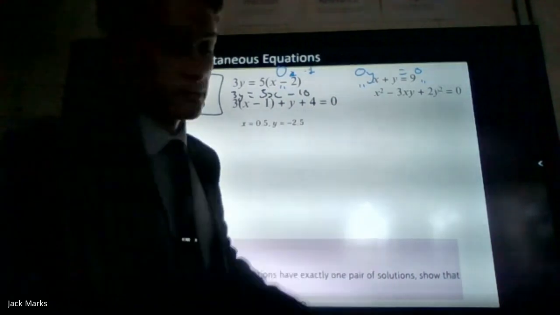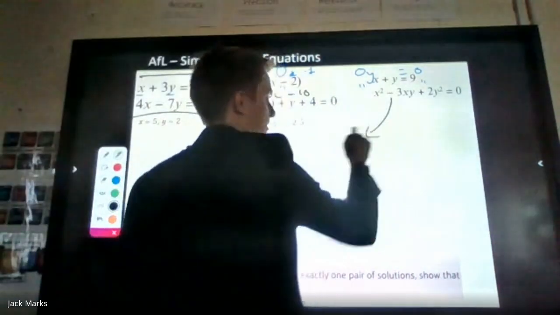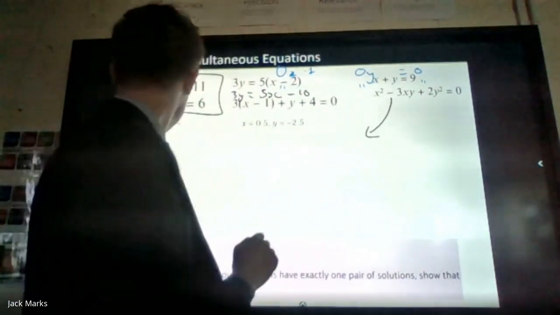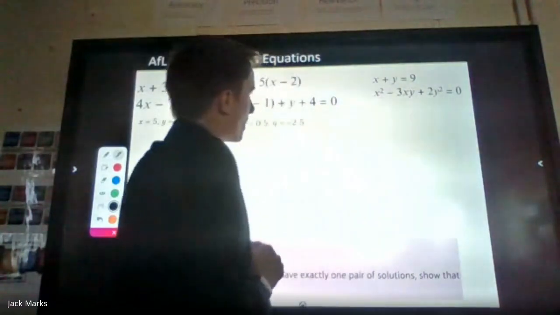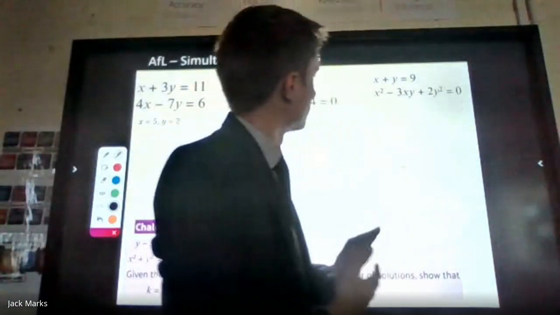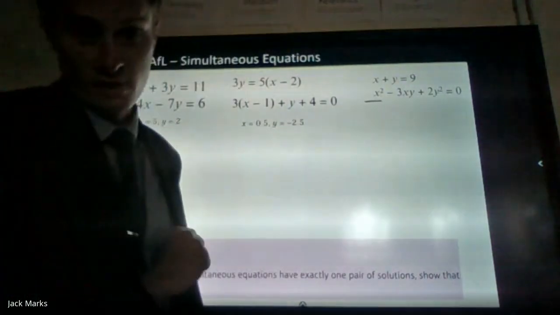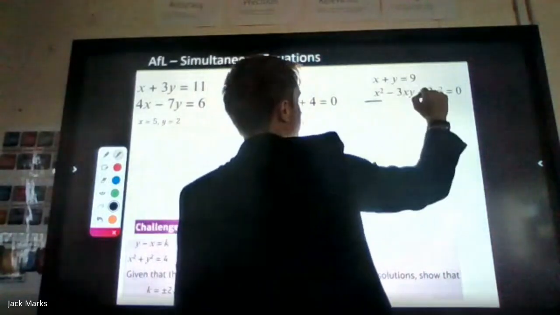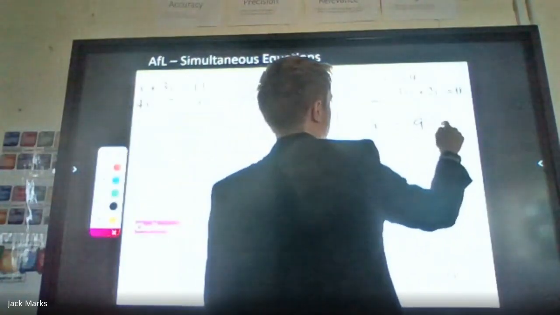Okay, this would be an example of one that's a bit more difficult. So let's do this one here on the board. Hopefully you can read this. Yeah, you should be okay. Let's just have a look. So x plus y equals 9, and the other one is x squared minus 3xy plus 2y squared. x seems to be the most simple part in the complicated expression. So I'm going to rearrange the top line so that it's x equals. So let's do x equals 9 minus y.